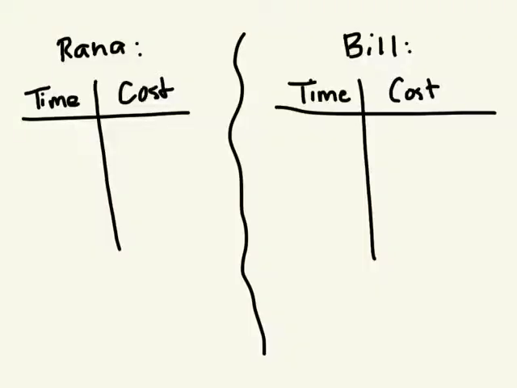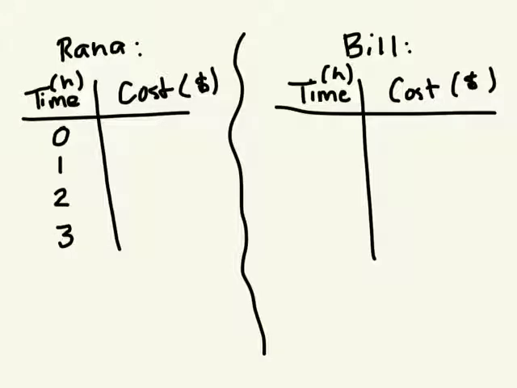Okay, so we're looking at relationships between time in hours and cost in dollars for both of these companies. And we're going to be looking at the solution for 0 hours, 1, 2, and 3.